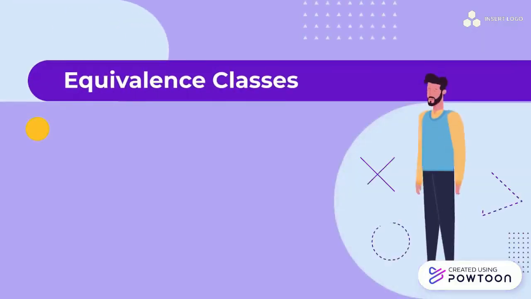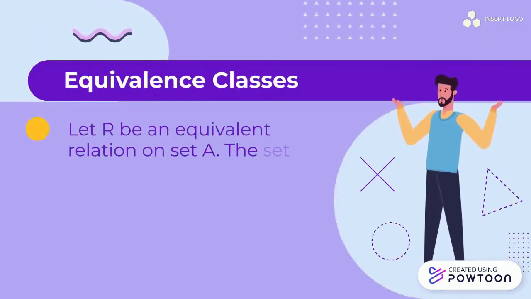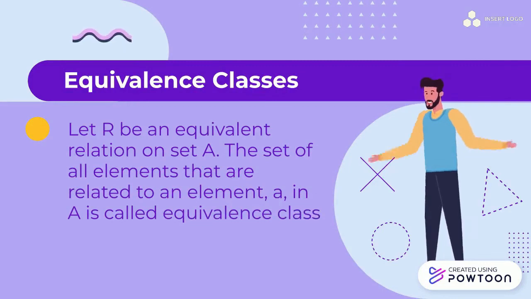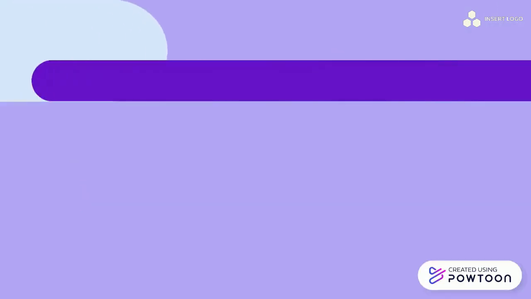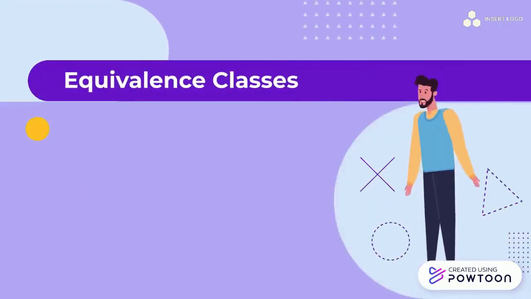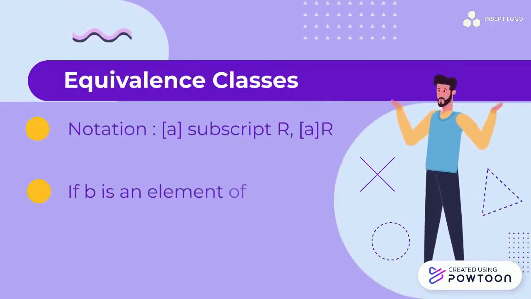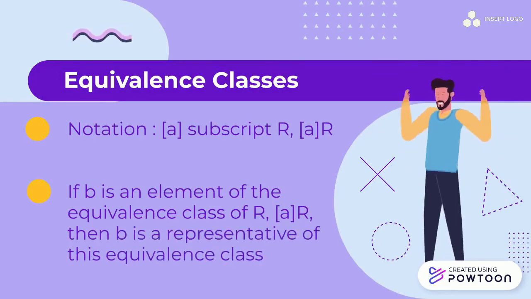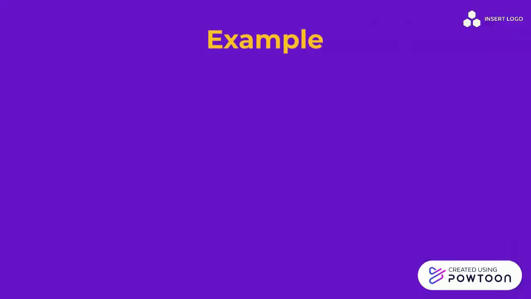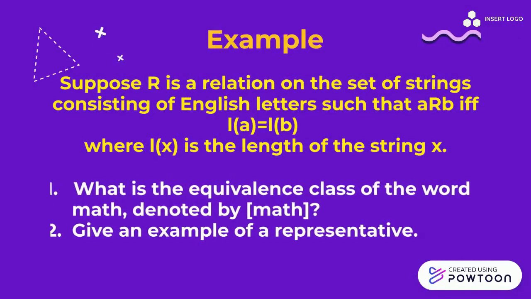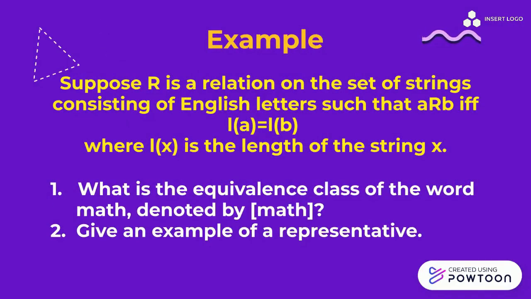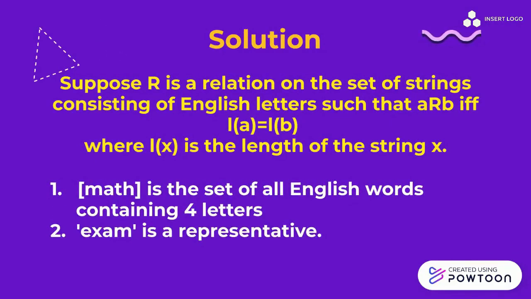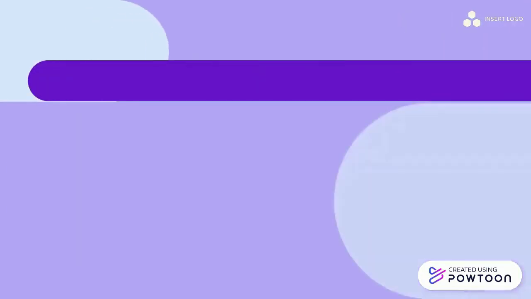Equivalence classes. Let R be an equivalence relation on the set A. The set of all elements that are related to an element a in A is called the equivalence class. Now let's see equivalence classes. Notation: bracket a subscript R, and if b is an element of this class, then b is a representative of that class. For example, what is the equivalence class of the word math, and give an example of a representative? The solution is, math is the set of all English words containing 4 letters, and exam is a representative.